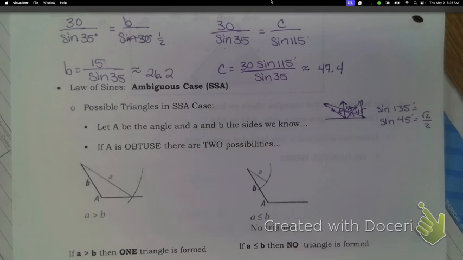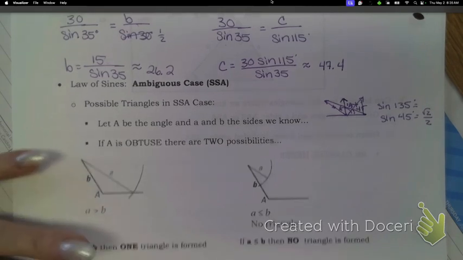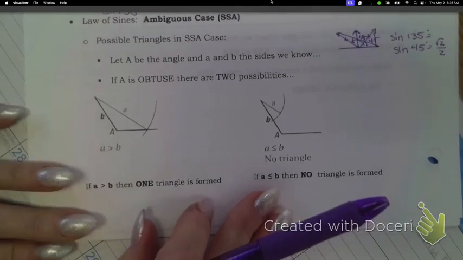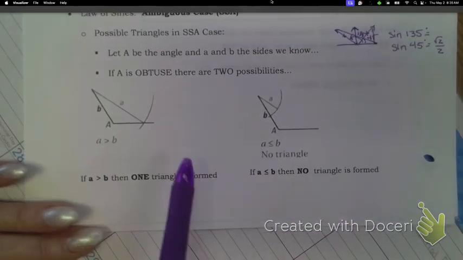Well, they say that's wrong. They say if A is obtuse, there are two possibilities. That is wrong. Oh, well, this is how they explain it.